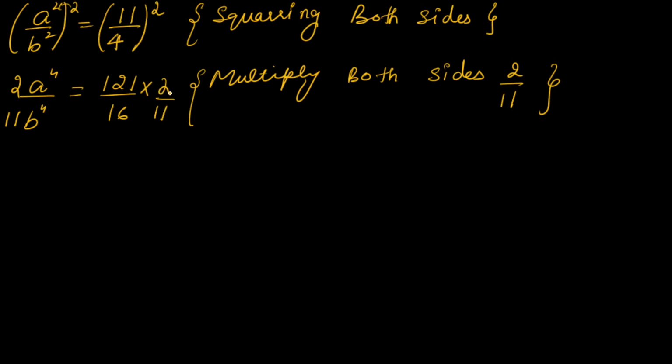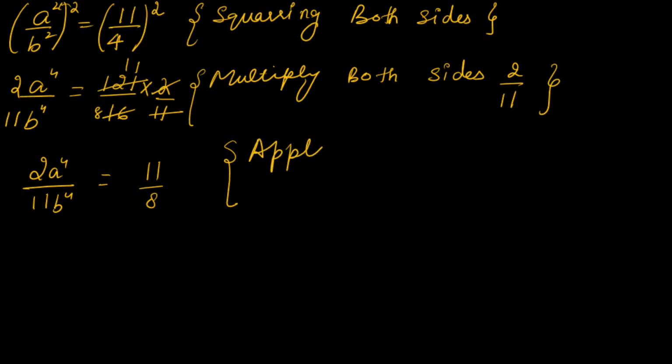Here if you want, you can do cancellation now. 2 into 1, 2 into 8, 11 into 1 and 11 into 11. So I'll get 2 into a to the power 4 by 11 into b to the power 4 equals 11 by 8. Now again I have to apply componendo and dividendo.